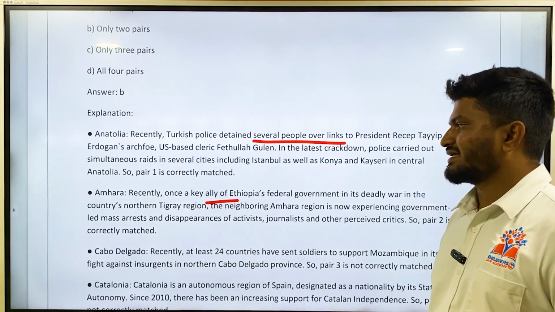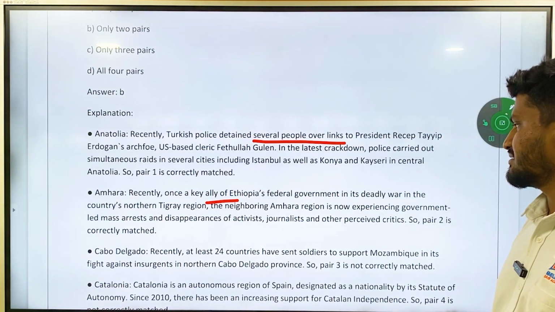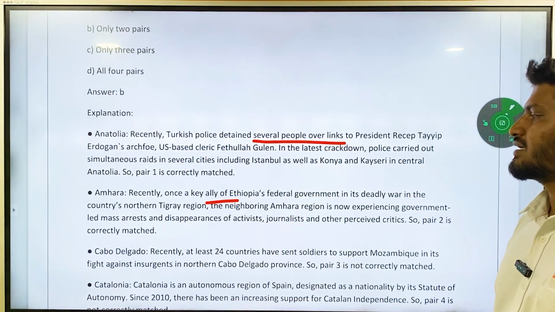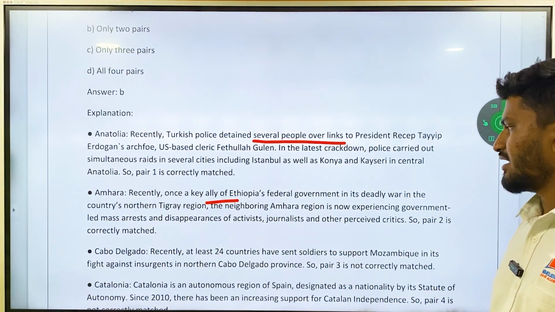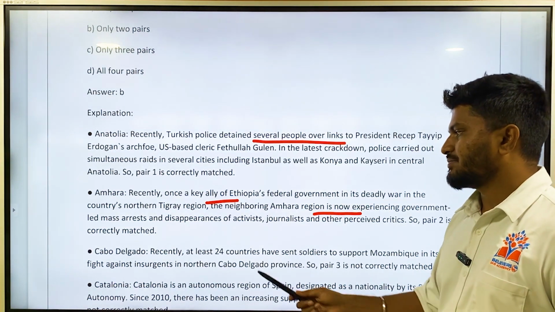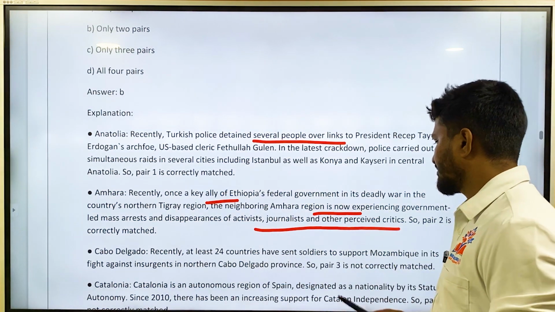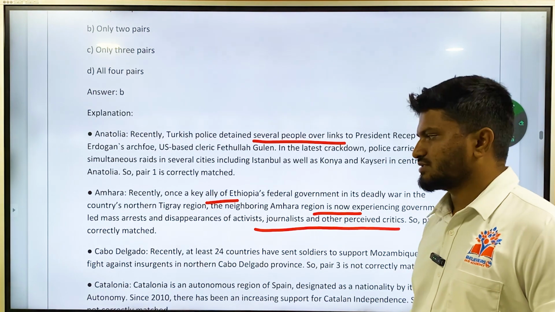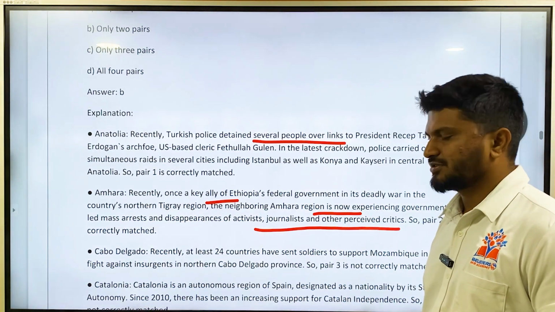Amhara, once a key ally of Ethiopia's federal government in its deadly war in the country's northern Tigray region. The neighboring Amhara region is now experiencing government-led mass arrest and disappearance of activists, journalists, and other perceived critics. So, statement 2 is also correct. Pair 2 is also correctly matched.